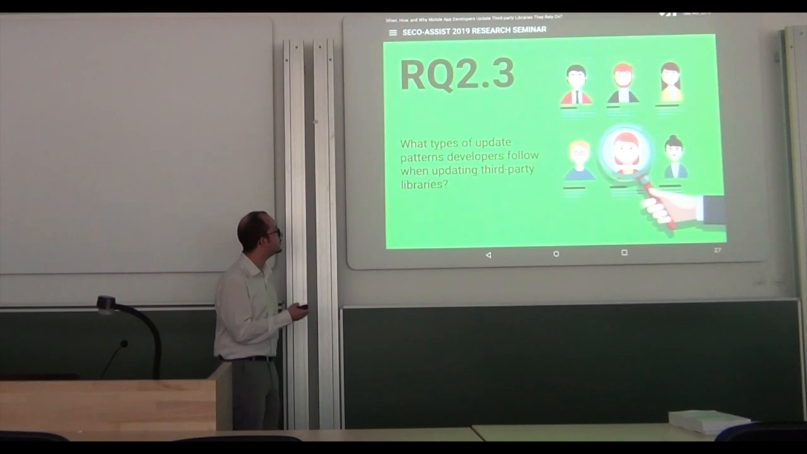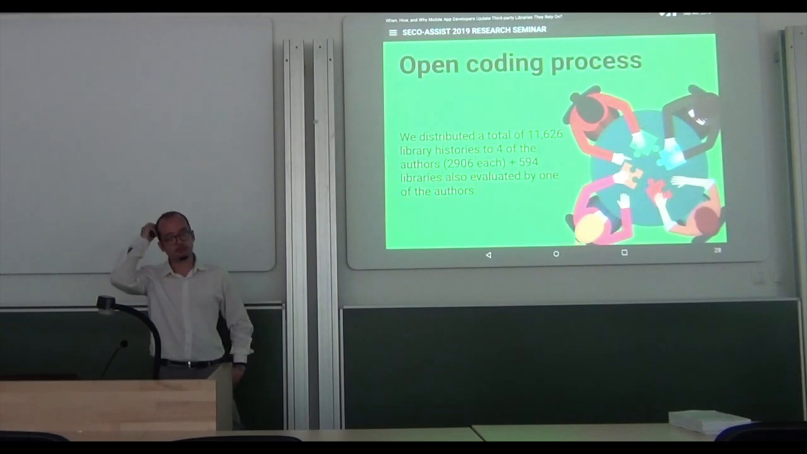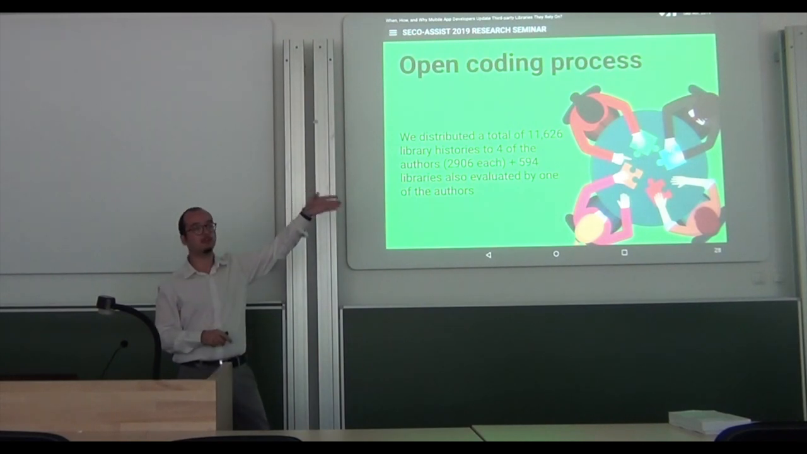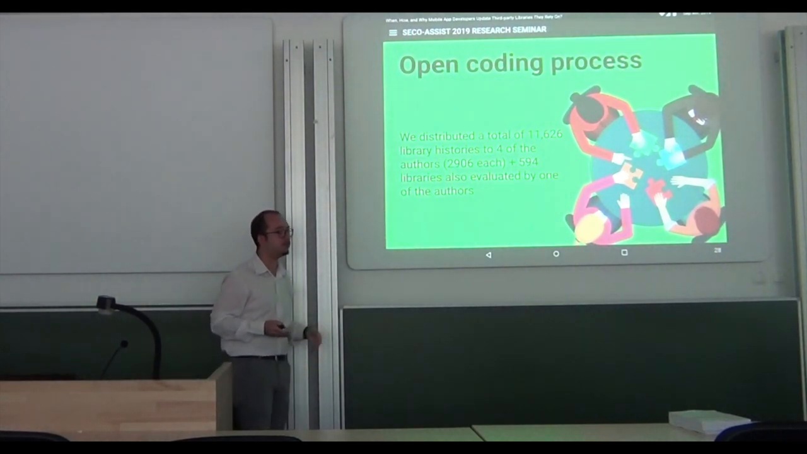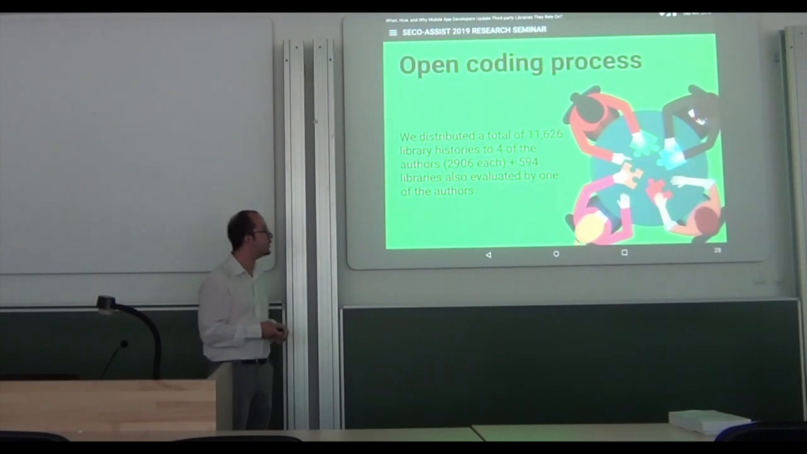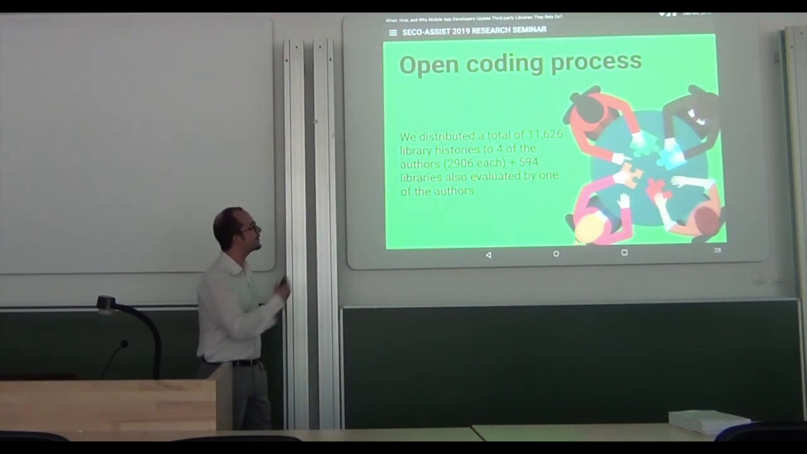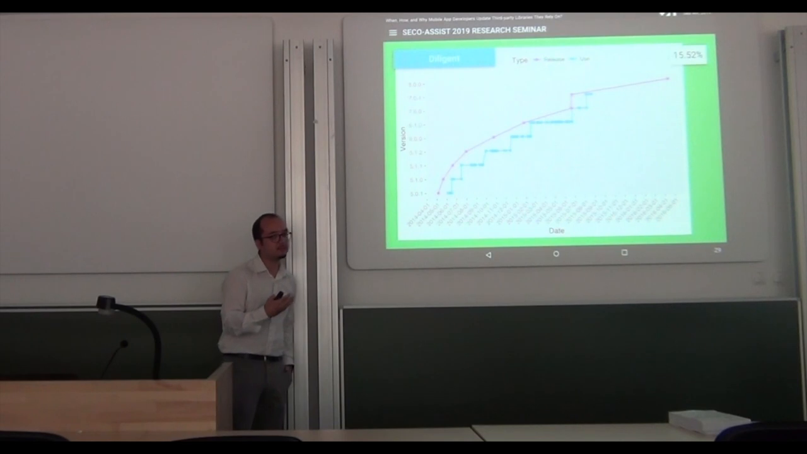After this part, we tried to understand if developers follow common paths when they update these libraries. If you remember the example I showed you before, the plot that contained the releases and uses, in the end we had about 11,000 of these plots, for all the apps and all the libraries. The authors of this study divided all these plots and started analyzing them, and one of the authors had to analyze another 600 plots. In the end, we found that there are some common patterns.